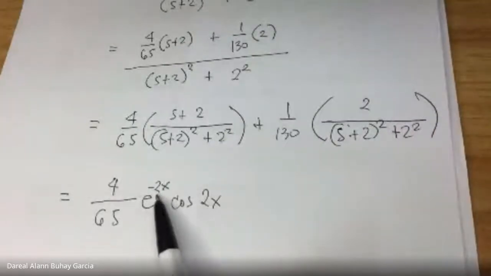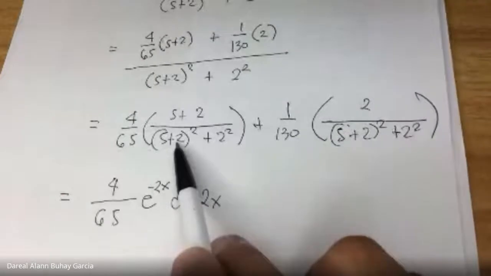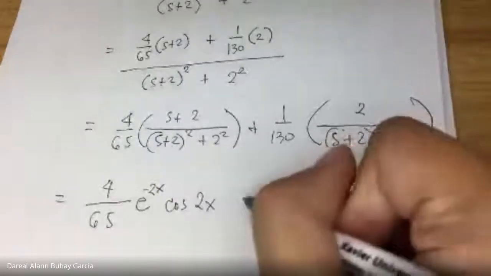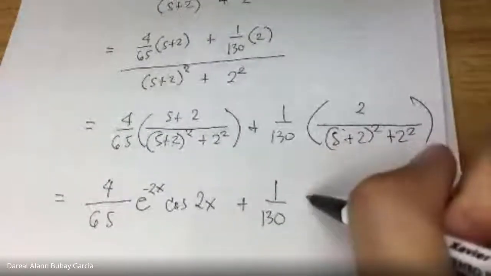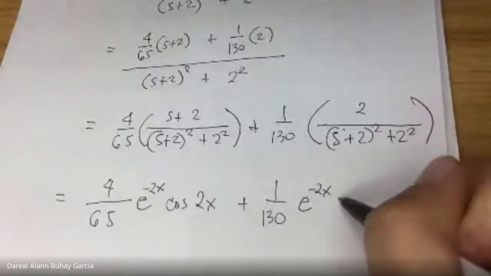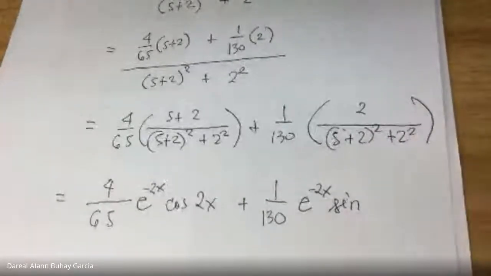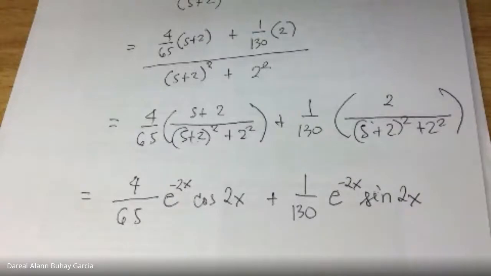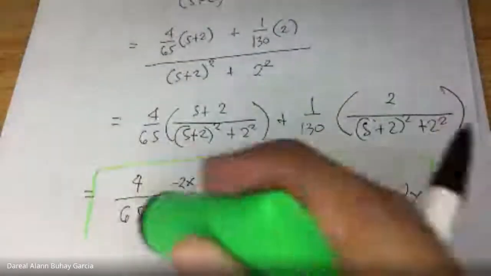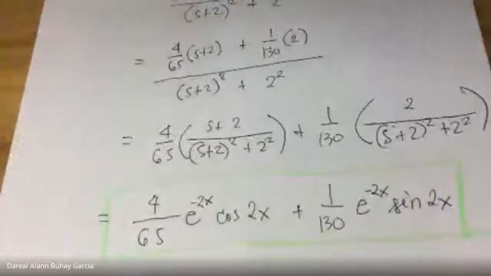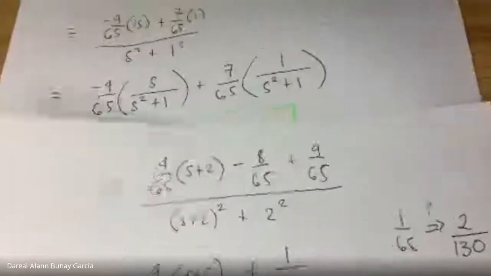The negative 2x is because of the S plus 2, and the 2x is because of the A. Plus 1 over 130 e to the power of negative 2x sine 2x. And that is additional to the final answer. If we write it all out, it's quite long.